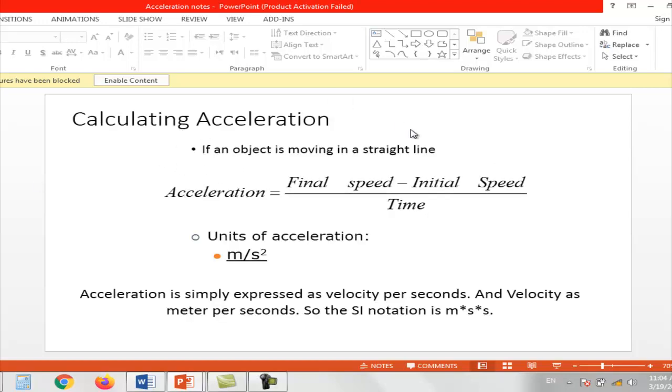So how can we calculate acceleration by this law? Acceleration equals final speed minus initial speed divided by time. What is the unit of acceleration? We have speed, measured in meters per second, and time, measured in seconds. So meter divided by second squared. The unit of acceleration is meter per second squared.